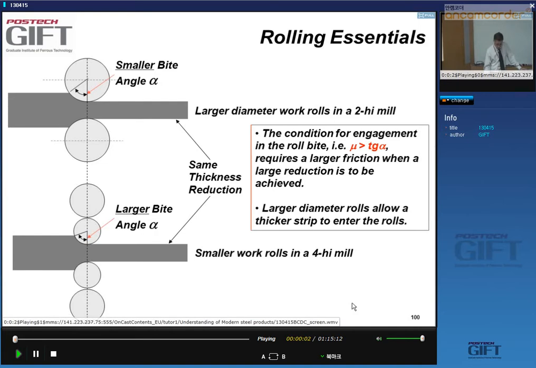So, good morning. Let's continue where we left off at the end of last lecture, about rolling essentials.